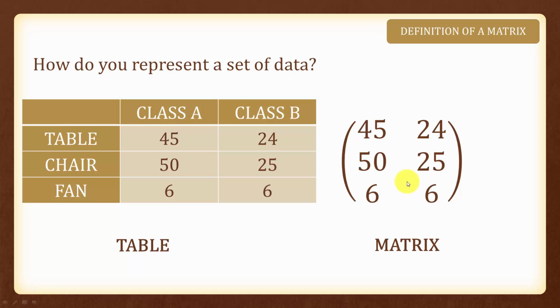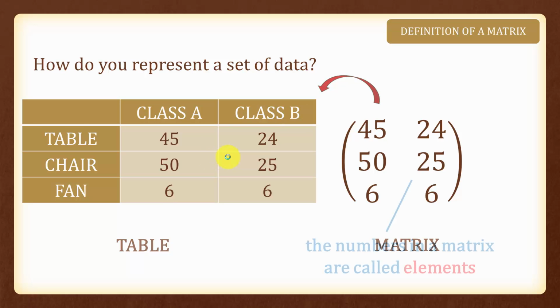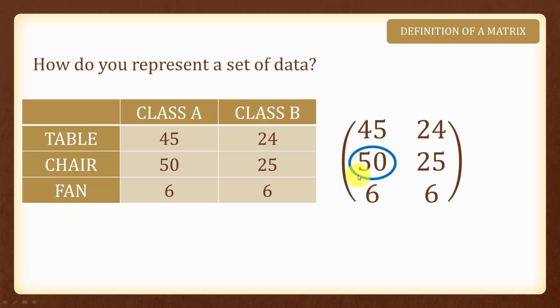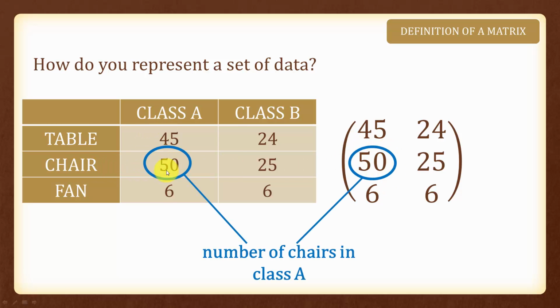A matrix is a form of data representation which resembles a table. Now, the numbers in the matrix are called elements, and these elements here represent the number of chairs in class A, just like that of a table.